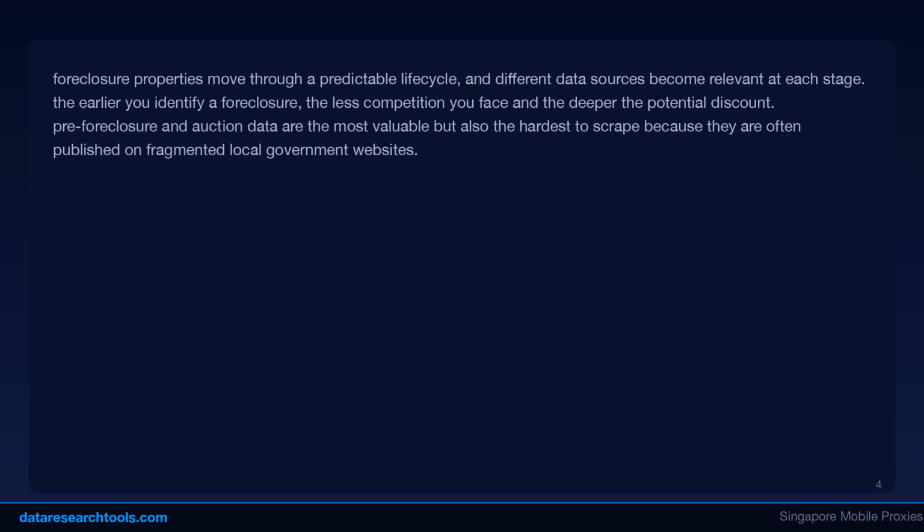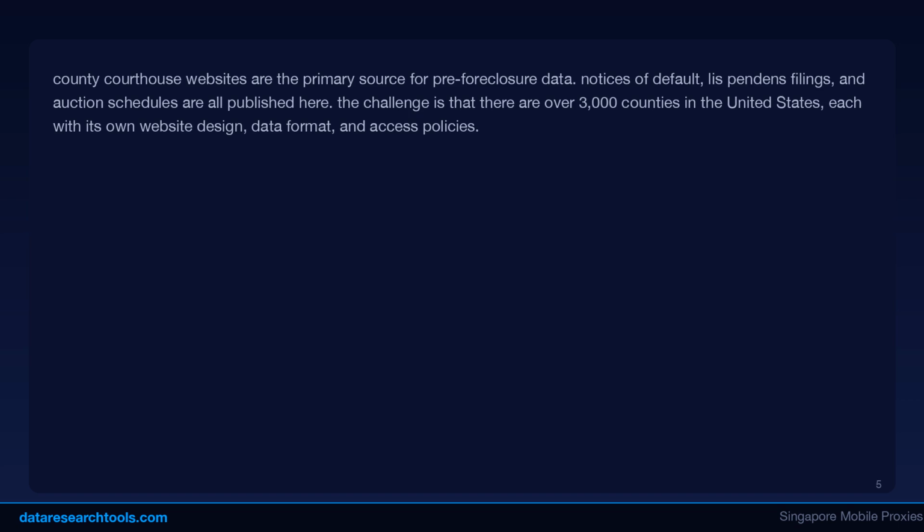County courthouse websites are the primary source for pre-foreclosure data. Notices of default, lis pendens filings, and auction schedules are all published here. The challenge is that there are over 3,000 counties in the United States, each with its own website design, data format, and access policies. Some counties use modern web applications with APIs. Others use legacy systems from the 1990s with session-based authentication and frame-based layouts.